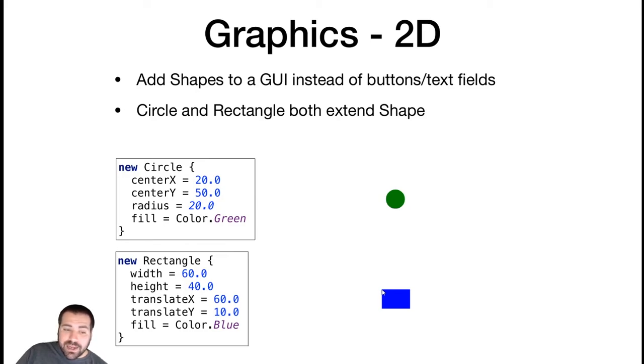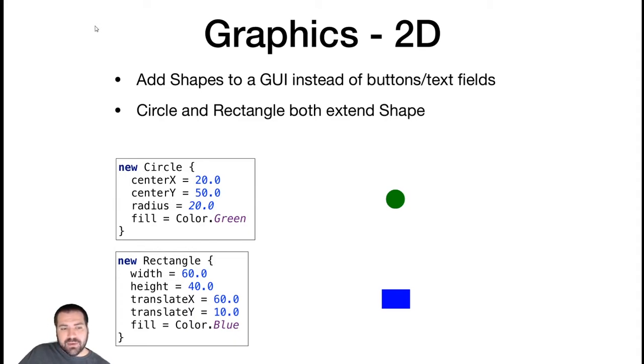And that's going to define the location of the upper left corner of this rectangle. So it's important to know if you want to place a rectangle in the exact right location. Translate X and translate Y are specifying from the upper left corner of the screen, this is going 60 across in the X direction and 10 down in the Y direction. That's the upper left corner of the rectangle.